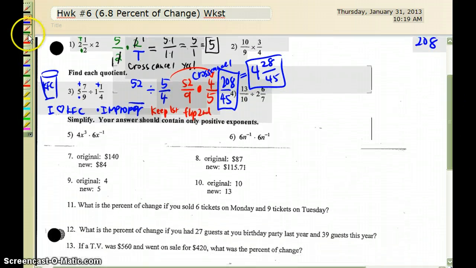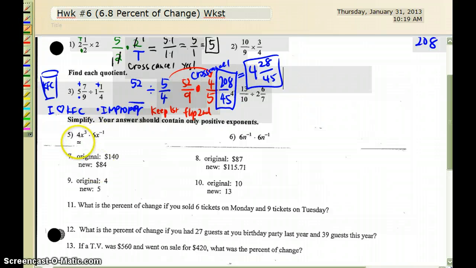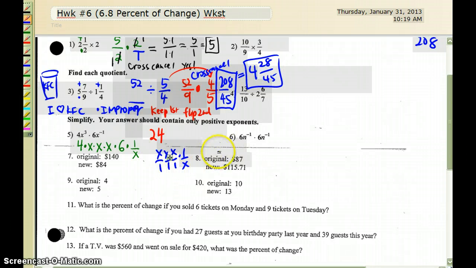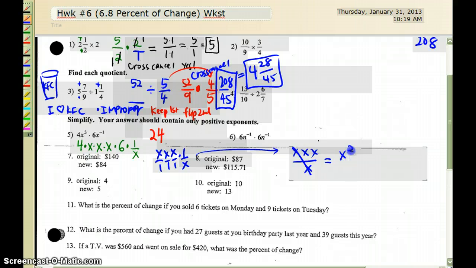Number 5, if I'm to simplify this exponent here, let me just reorder this for you. 4 times x times x times x times 6 times, and then if I have x to the negative 1, that's really the same thing as 1 over x. The shortcut here that I could take is I could just multiply the 4 with the 6, giving me 24. And then when I go to simplify the x, and then times 1 over x, that's really the same thing as me doing that, which is going to get me x over x.